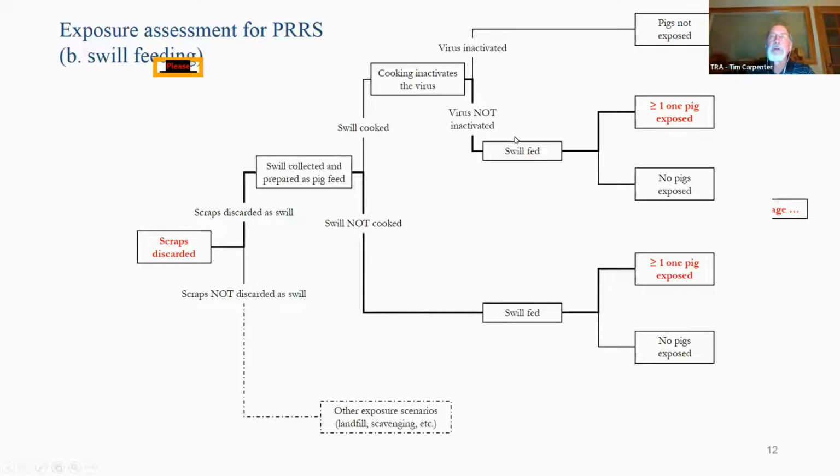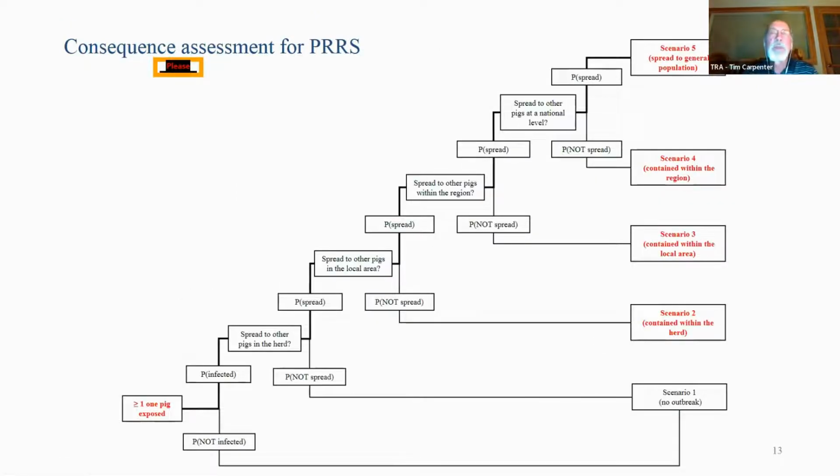But if the virus is not inactivated, there is a probability, a likelihood that you will infect at least one pig. So two situations where we could expose at least one pig is either through swill feeding that was improperly done, incompletely done, or if there's no swill feeding, no scraps, you could still likely infect a pig in your population. Okay, so with that, we have gone through the exposure and the introduction or spread into a population.